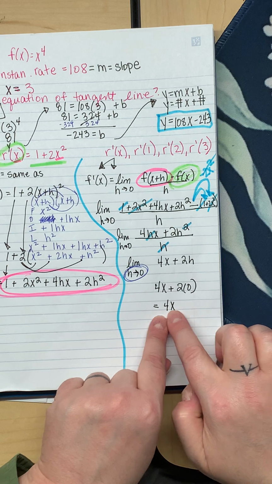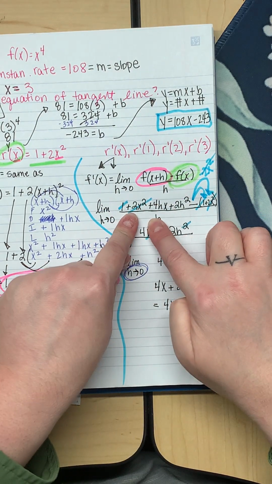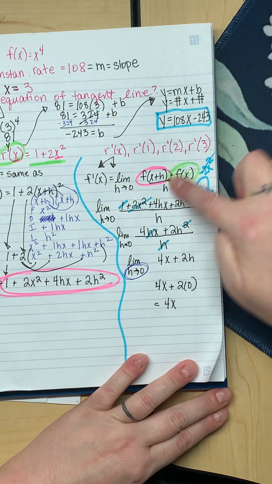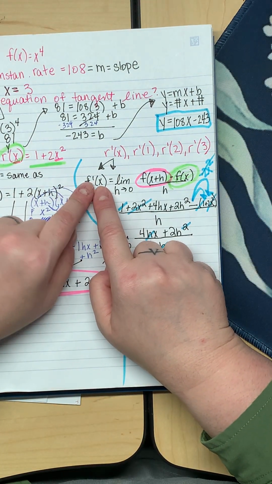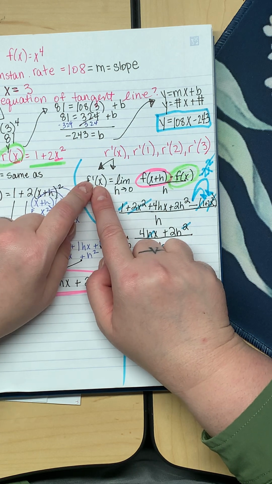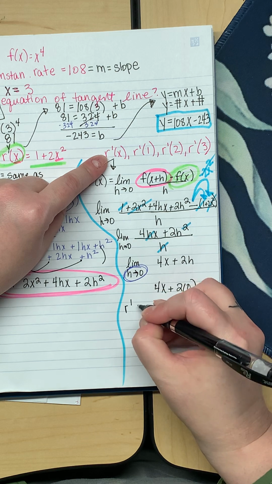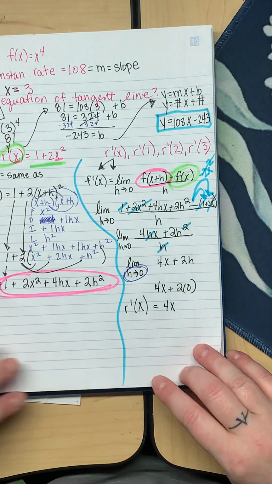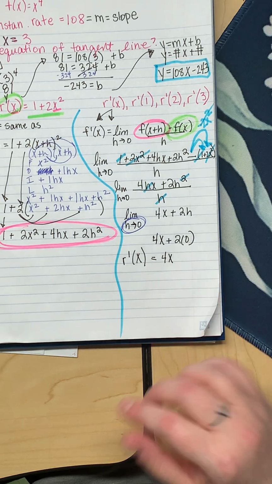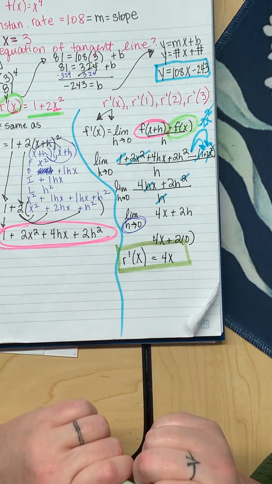Okay, 4x is equal to this, and all this junk came from this formula, and all this formula is equal to f prime of x, and f prime of x is the same thing as r prime of x. So we just figured out part A, r prime of x. Woohoo! So the answer to part A is r prime of x.